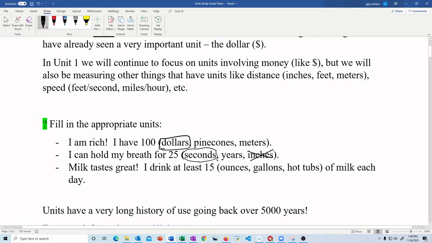Milk tastes great. I drink at least 15. Okay, all 3 of these could work as an amount of liquid. Ounces, gallons, hot tubs.